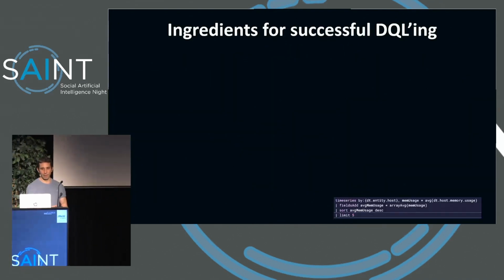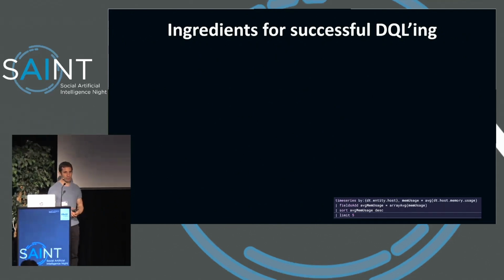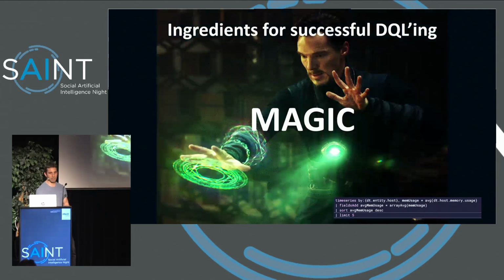Okay, how does it work? What does it take to write such a query successfully? We can start, what does it take for a human, but obviously an AI system needs access to the same kind of information. So some of these queries are quite complex, so some people believe what you mostly need is magic.